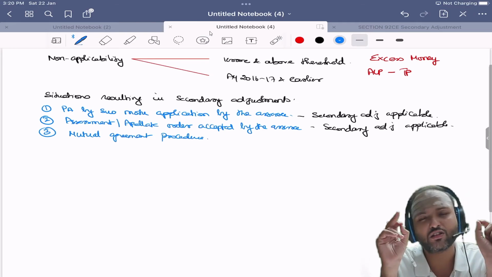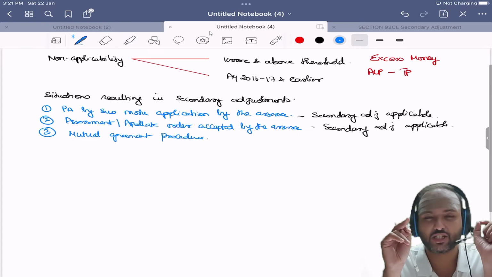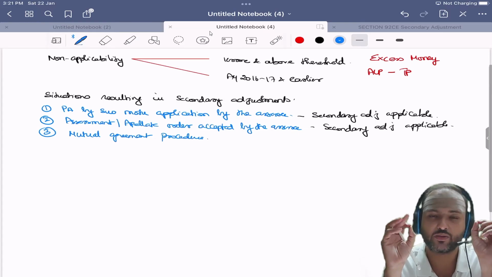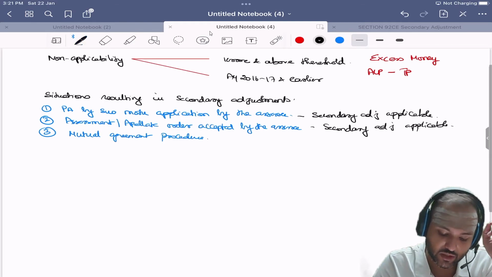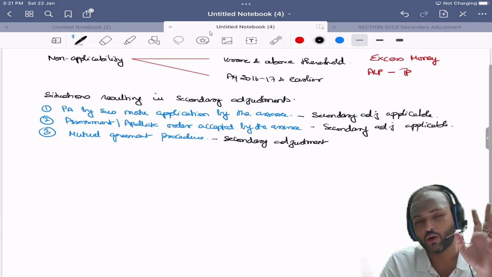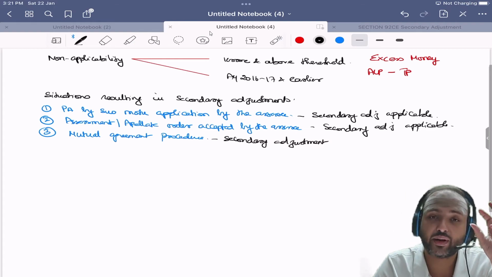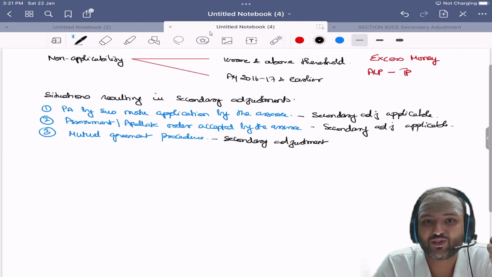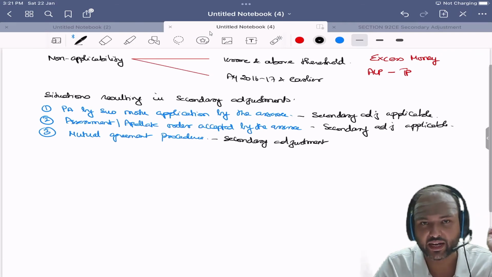Now, because of this MAP, if there is going to be a primary adjustment, okay, then it will translate into secondary adjustment. So now, this MAP is the third case: if there is any primary adjustment arising because of implementation of MAP, it will translate into secondary adjustment.